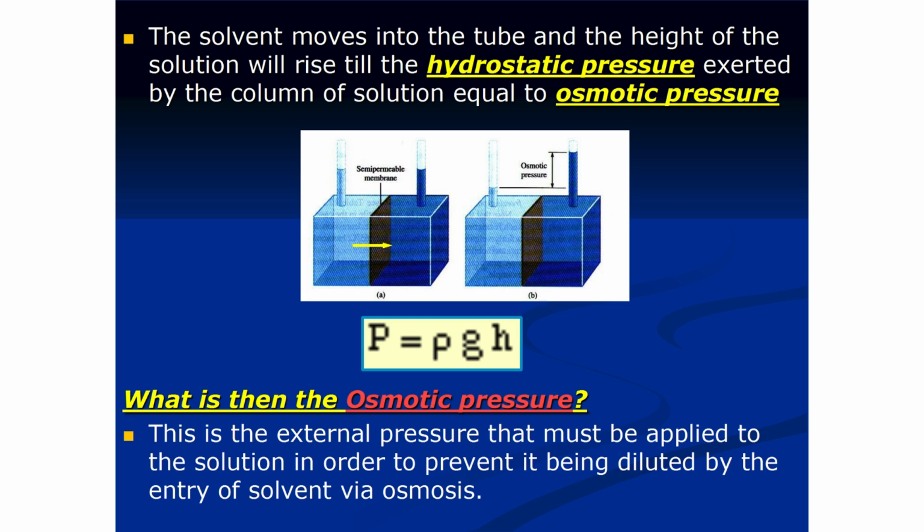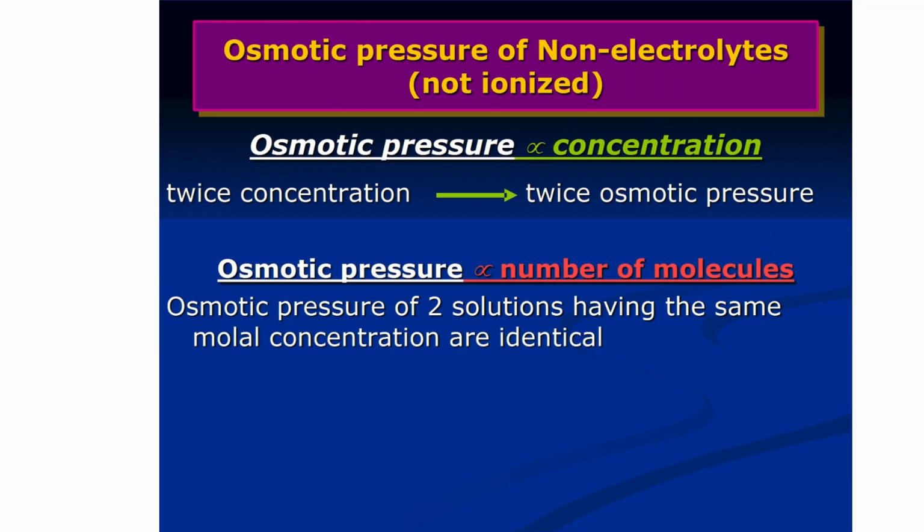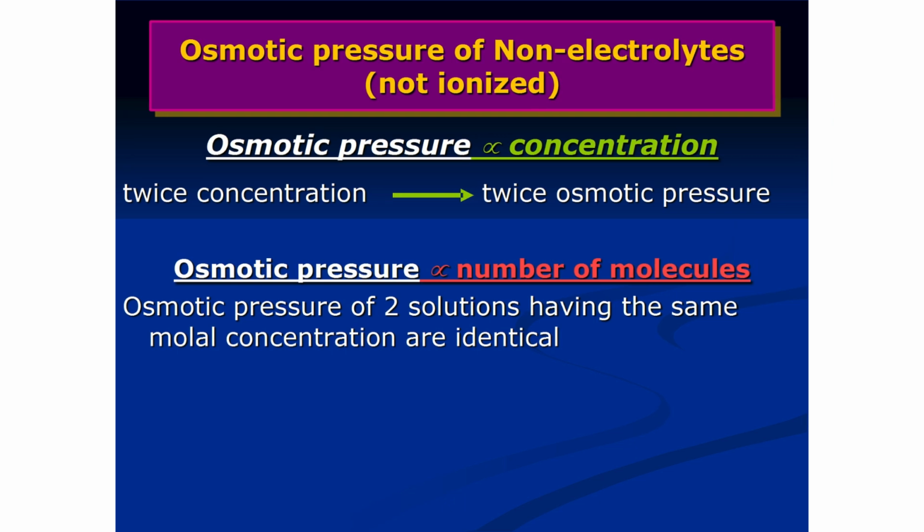Van 't Hoff equation for non-electrolytes. Coming up, we'll discuss the osmotic pressure of non-electrolytes, which are substances that do not ionize. For these, osmotic pressure is proportional to concentration. Twice the concentration means twice the osmotic pressure. It's also proportional to the number of molecules. So the osmotic pressure of two solutions having the same molar concentration are identical.